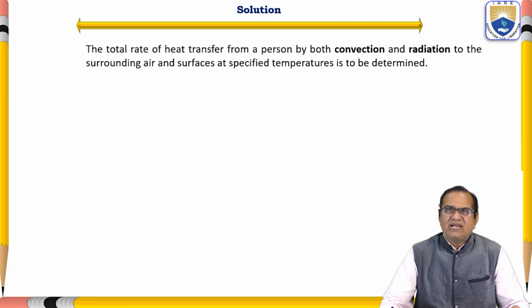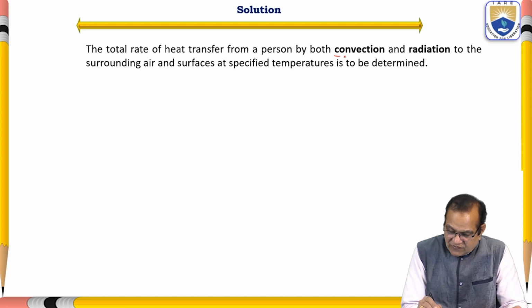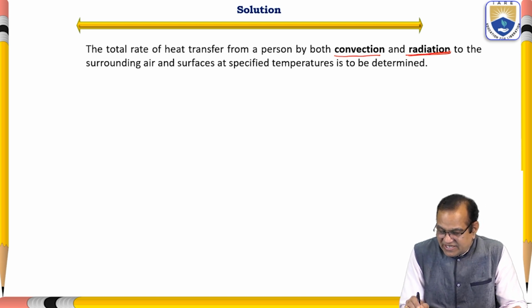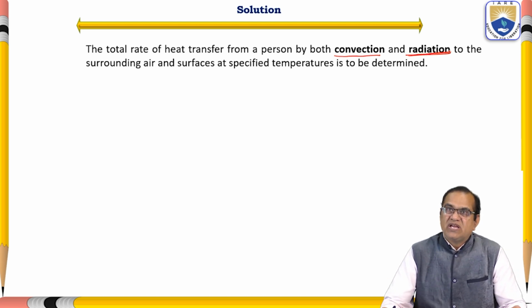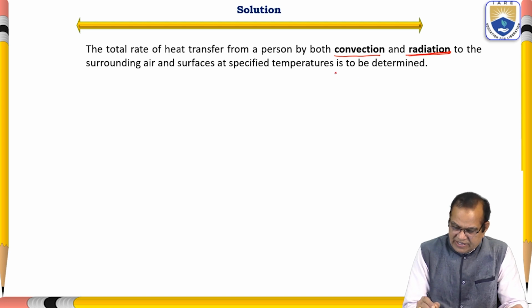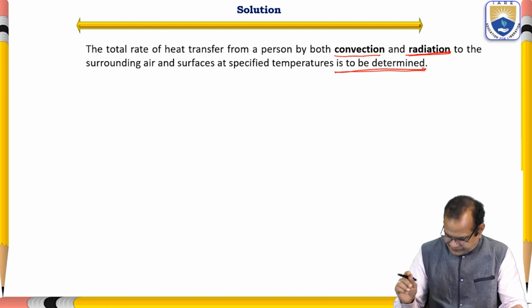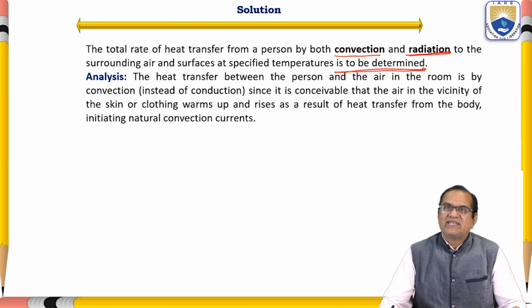The total rate of heat transfer from a person by both convection and radiation to the surrounding air and the surfaces at a specified temperature is to be determined. So the heat transfer by convection and the heat transfer by radiation we have to find out. That we have to find out first. Then we will see the analysis part.